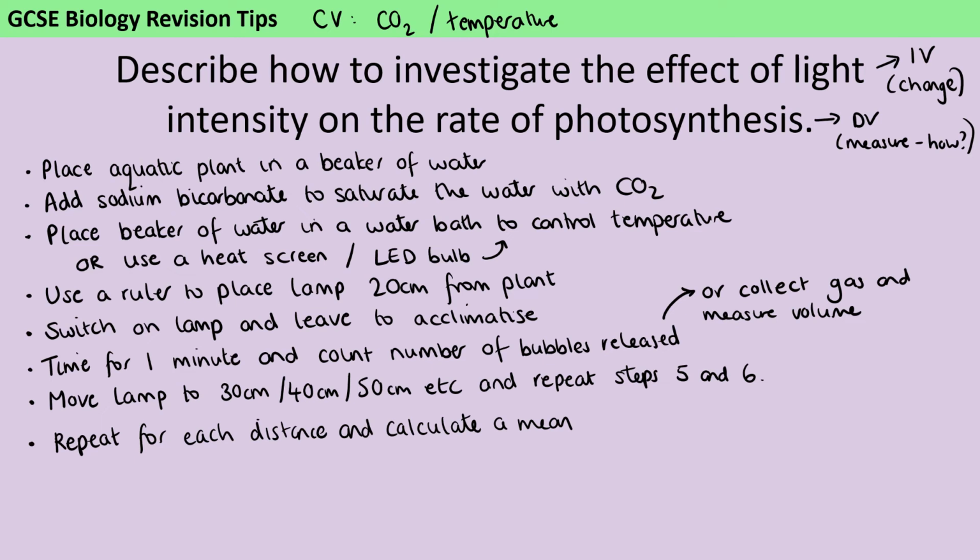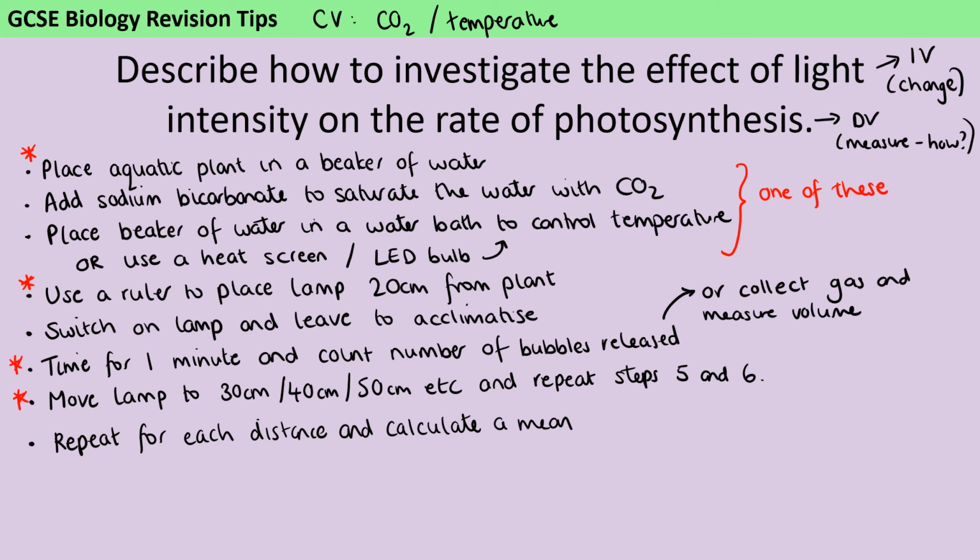The first thing is that you have to have a plant that is underwater, because if you've just got a regular land plant, we're not going to be able to measure the amount of gas that's being produced. The second thing is that you have to have a control variable. It doesn't matter whether you've controlled temperature or carbon dioxide, but you need to have included one of them. So if you've used a heat screen, it doesn't matter if you haven't mentioned the sodium bicarbonate. You need to have some way of knowing what your initial light intensity is. So either you've put your plant a set distance away from the lamp, or you've got some sort of adjustable lamp and you've made a record of what the light intensity is based on that.